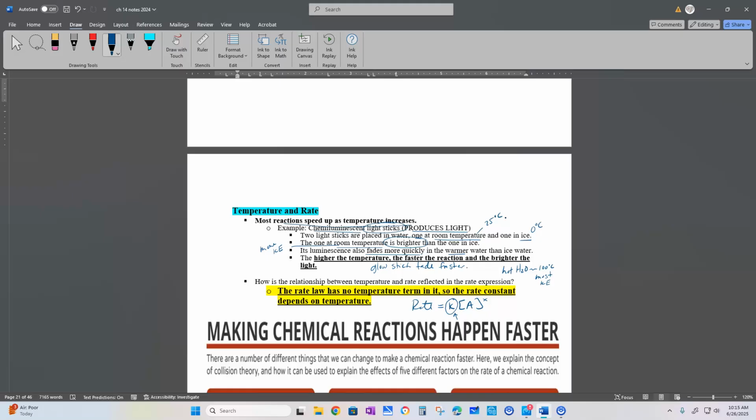If you change temperature, then you have a new k. So if temperature changes, you have a new k. And then you substitute that new k into the rate law to find the rate. So if you have a new k, then you're going to have a new rate.